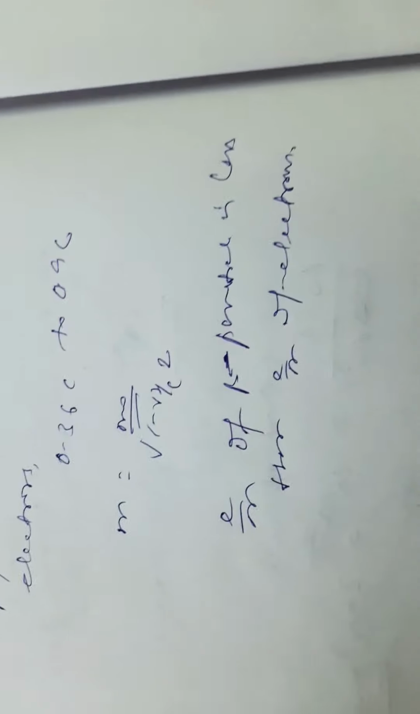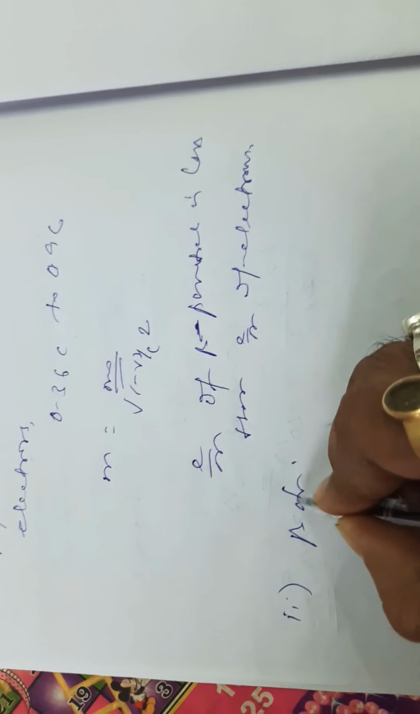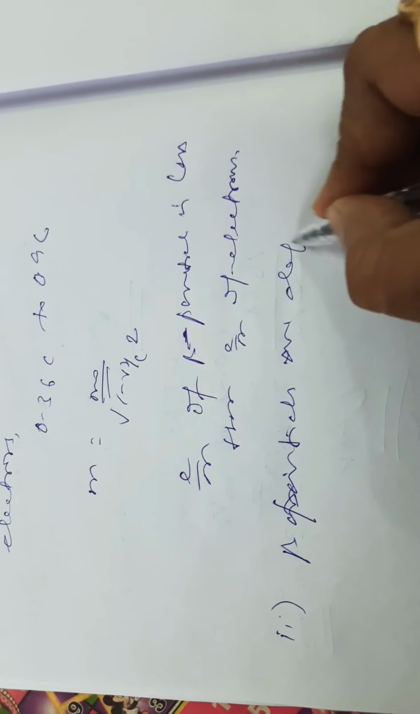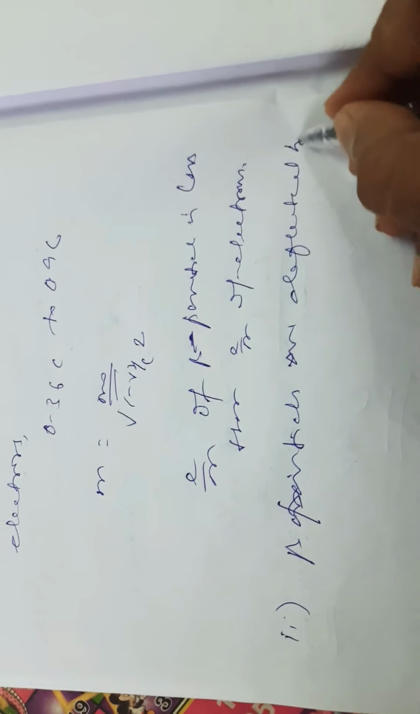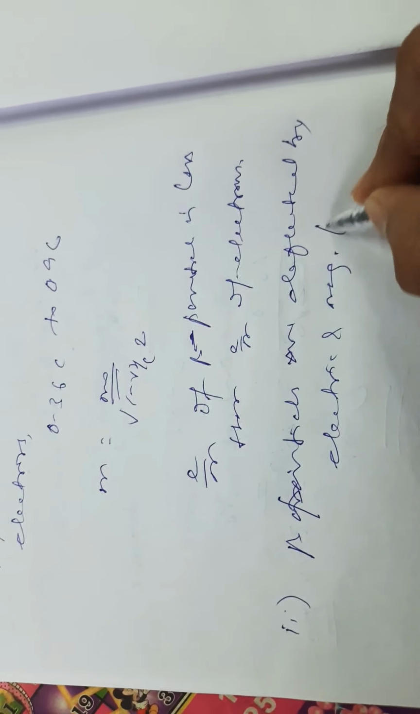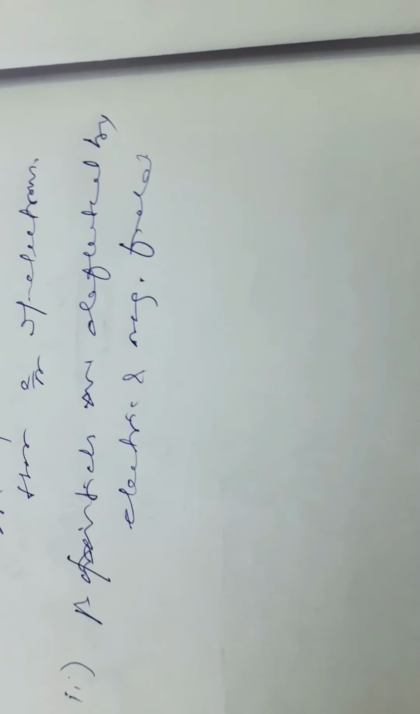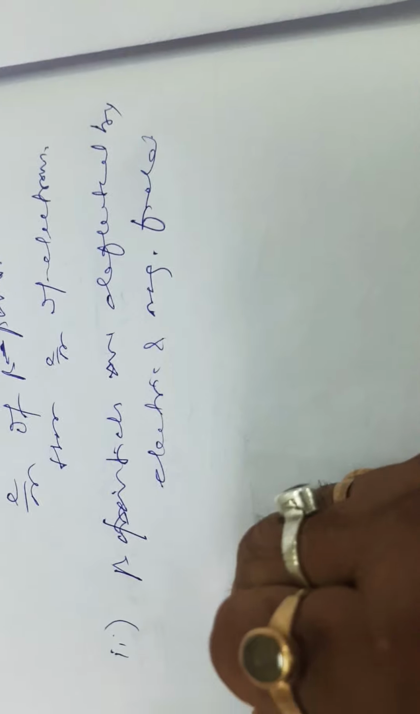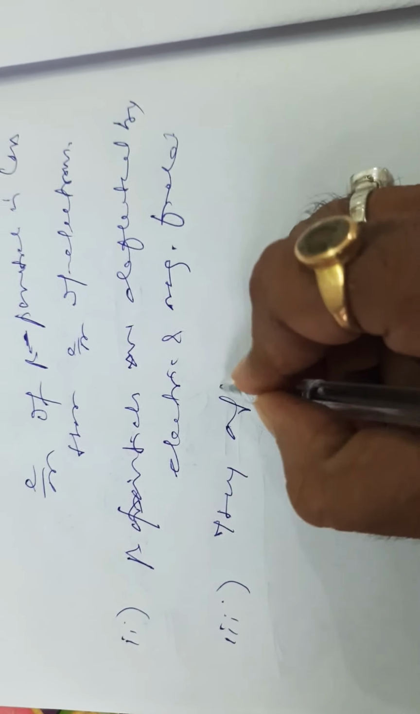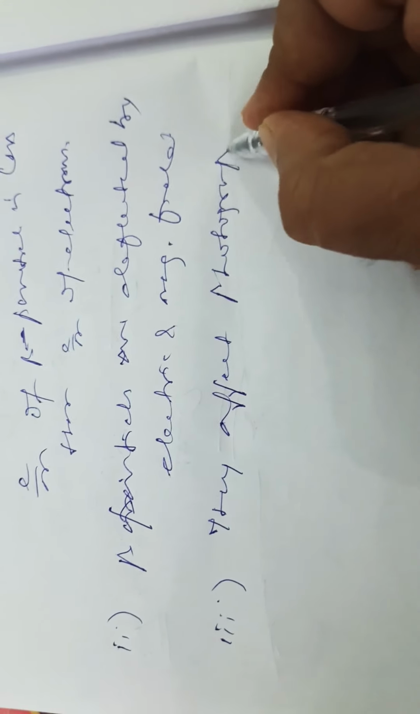Number 2 is that beta particles are deflected. They are deflected by electric and magnetic fields. The deflection of beta particles simply indicates that they are negatively charged. Number 3 is that they affect a photographic plate.